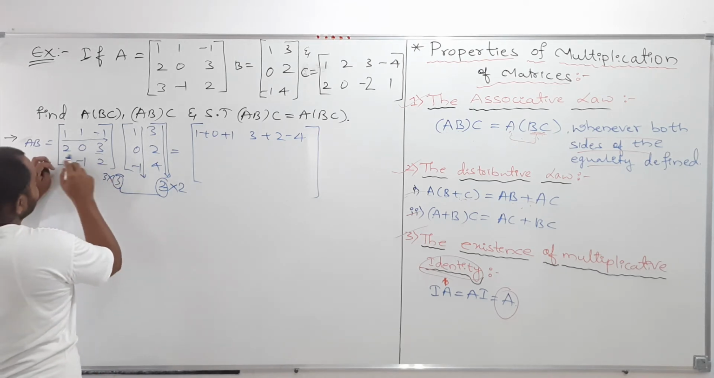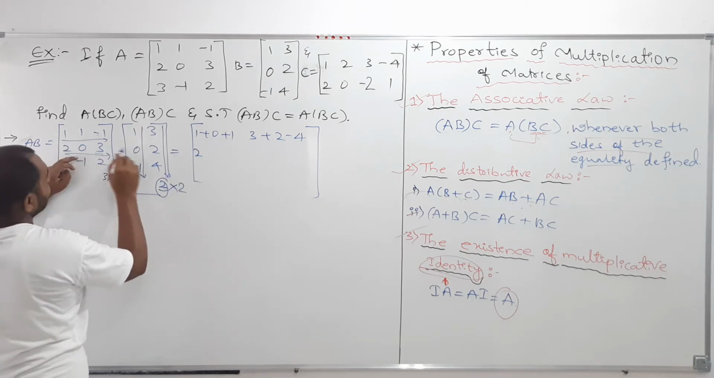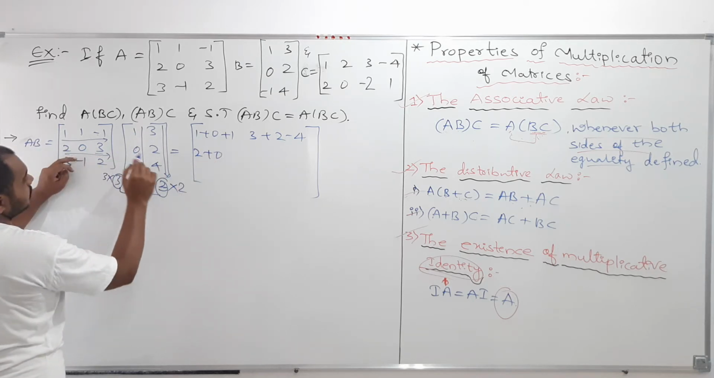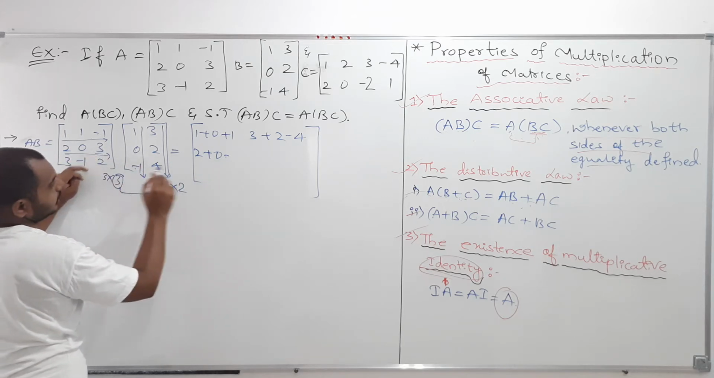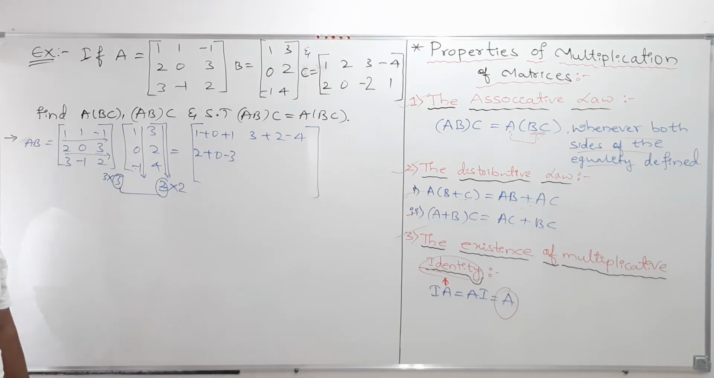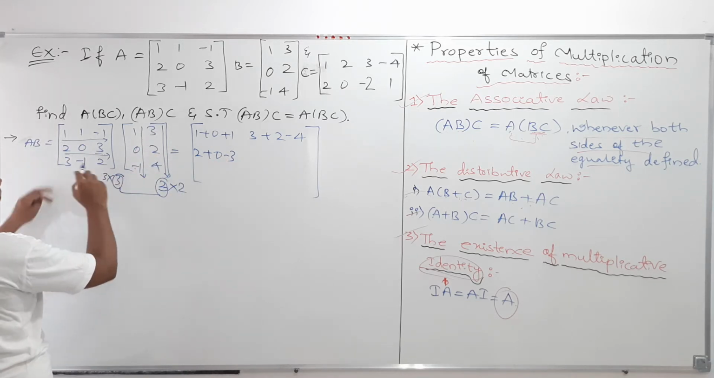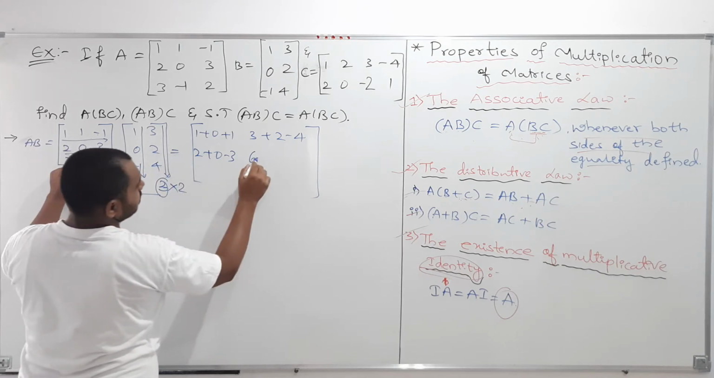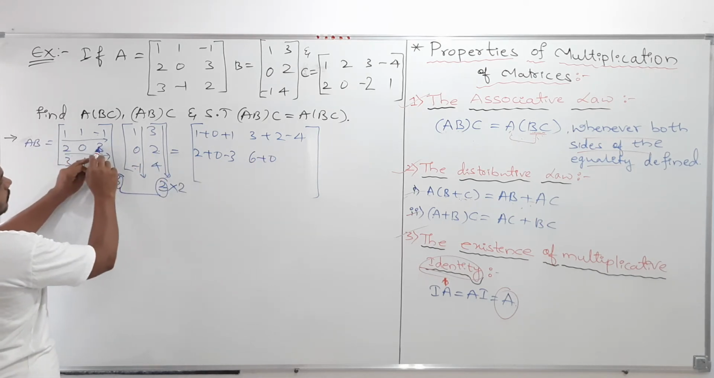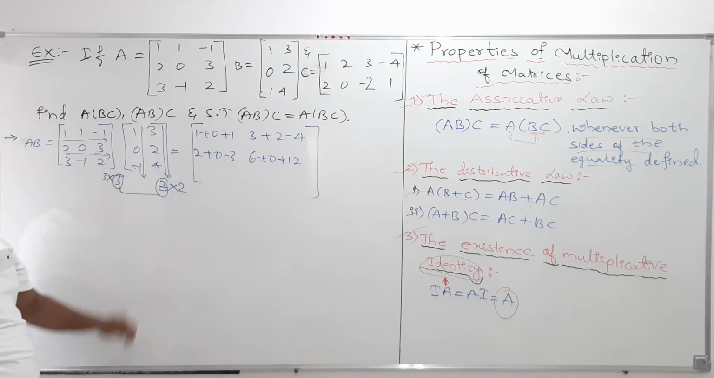And next, my dear students, second row, first column. 2 into 1 is 2, plus 0 into 0 is 0, plus minus 3 into minus 1 is 3. Next, my dear students, second row, second column. 2 into 3 is 6, 0 into 2 is plus 0, plus 3 4s are 12.